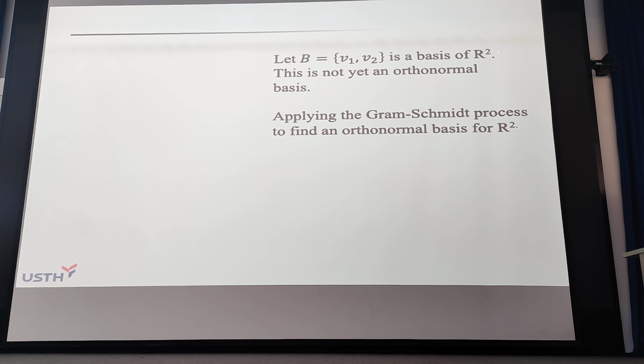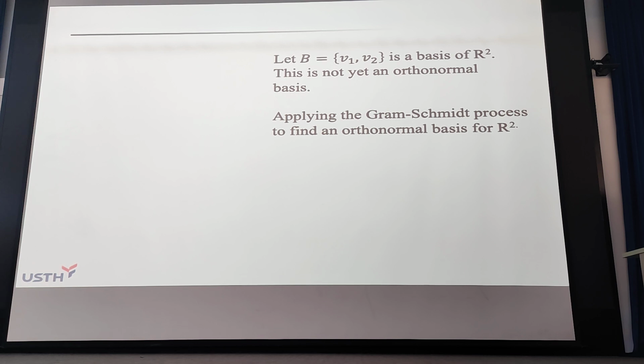So, I'll show you the easiest case here. Now we consider only the plane R2. Suppose that you are given a basis B consisting of V1, V2, and suppose that it is not yet an orthonormal basis. So it is something like that. Not already orthogonal, not already orthonormal.